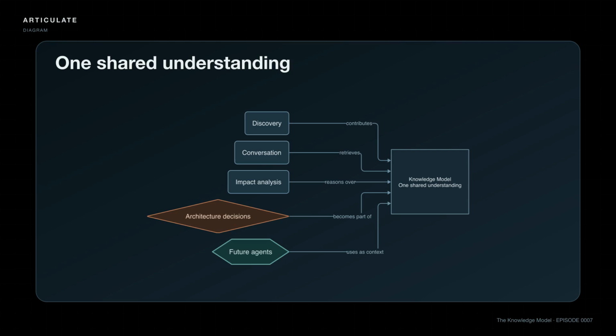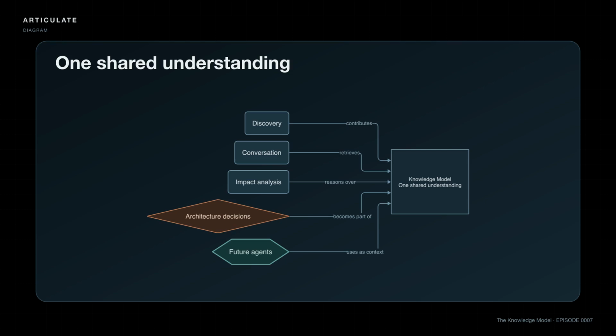And for me, that's one of the most important architectural ideas in Articulate. The knowledge model becomes the system's shared understanding of the architecture. Everything else is simply another way of contributing to that understanding, reasoning, and presenting it to the user.